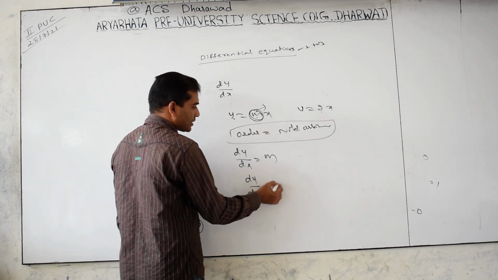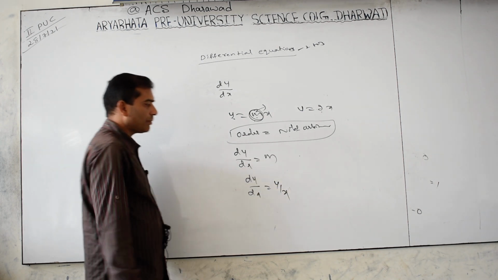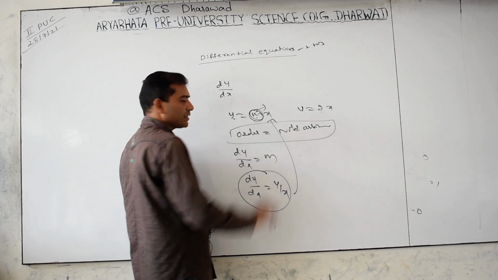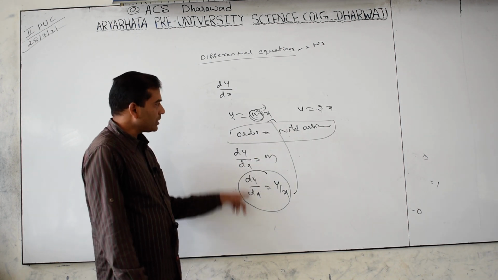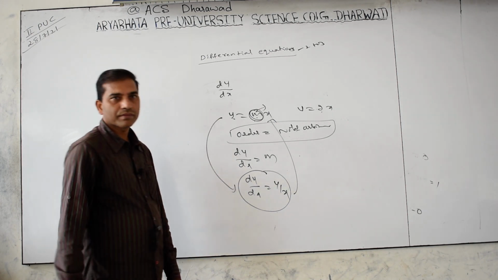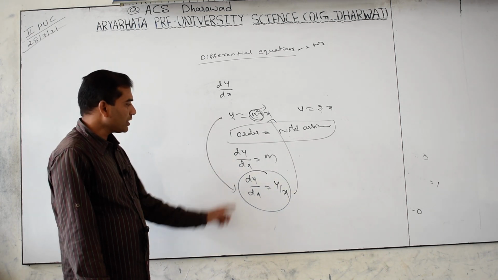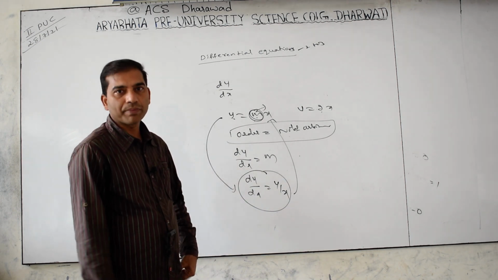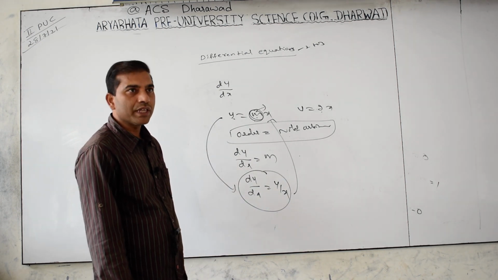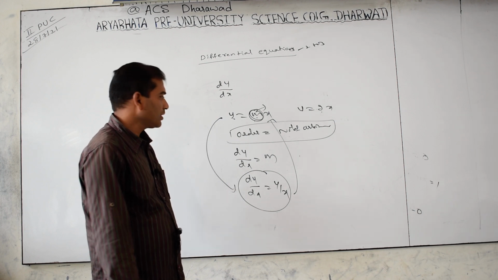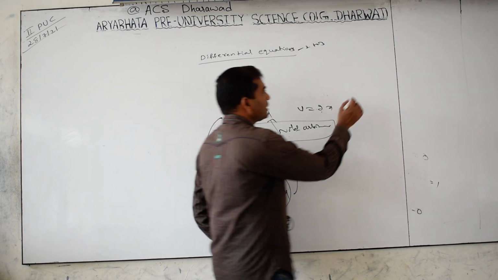Now eliminate m. m is equal to y by x. This is called the differential equation of this. If you solve this, you will get the general solution of this one. To solve for the general solution, there are methods: variable separable, homogeneous, and linear differential equation. There are three methods. The first one is variable separable.